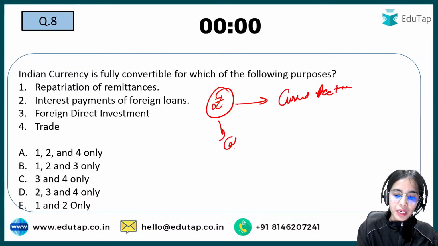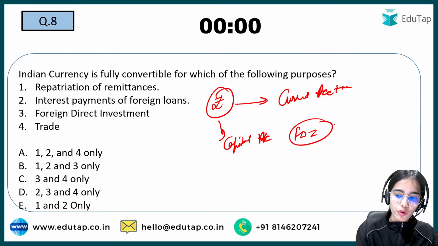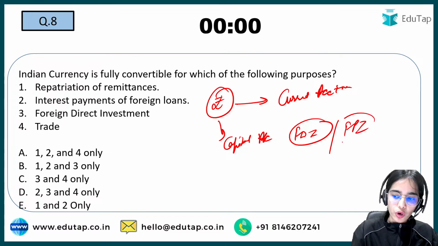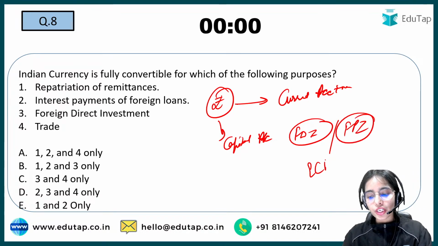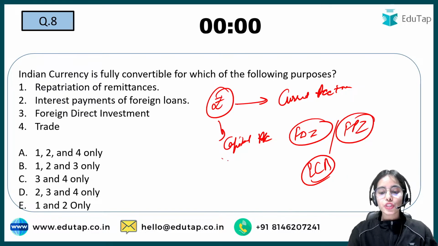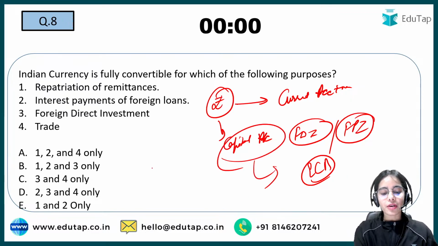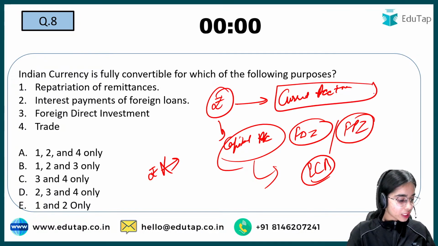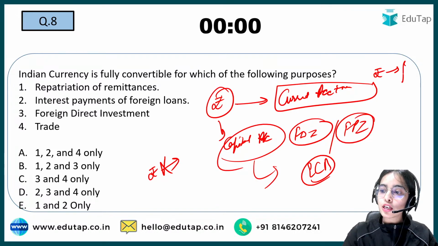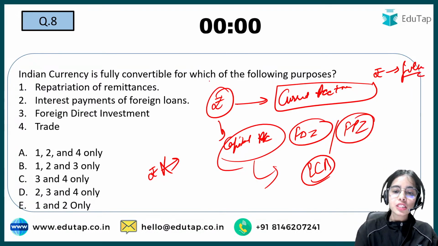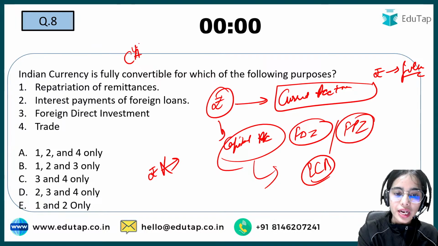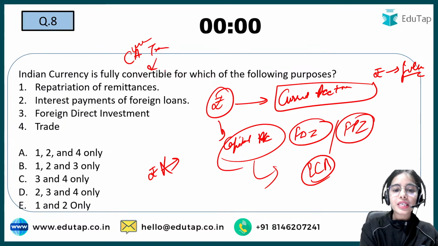In the capital account, there are restrictions. There is a restriction for foreign direct investment, for foreign portfolio investment, and for external commercial borrowings. So in the capital account there are restrictions, which means the rupee is not fully convertible for the capital account. But for the current account, the rupee is fully convertible.